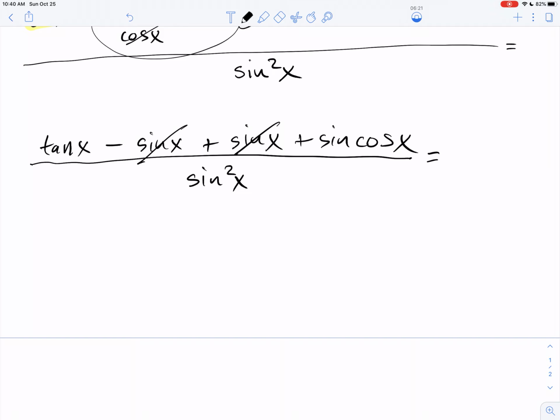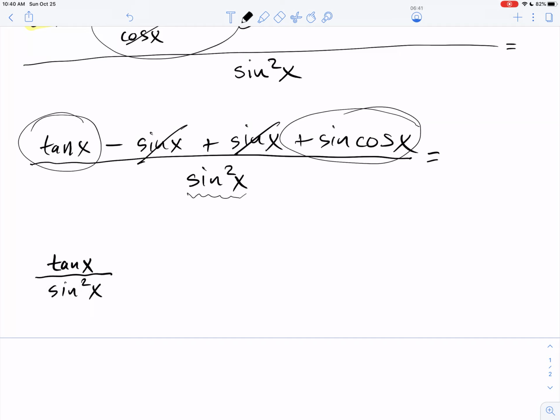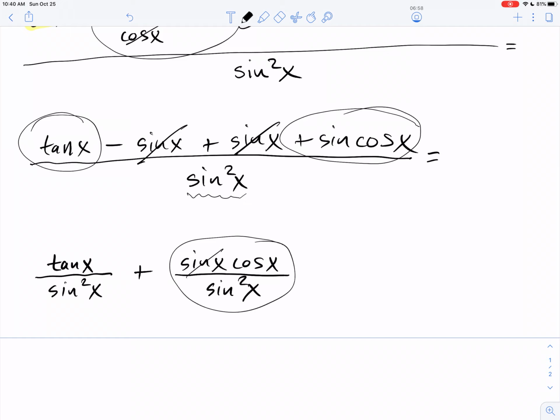that I'm about to do, all I'm going to do is say, if you are in the top and you both have the same denominator, I could actually split this guy up if I want. I could look at it like this: tangent x over sine squared x plus sine x cosine x over sine squared x. Hey, guess what? Just this piece of the puzzle right here, I can cancel one for one. Just that one piece of the puzzle.